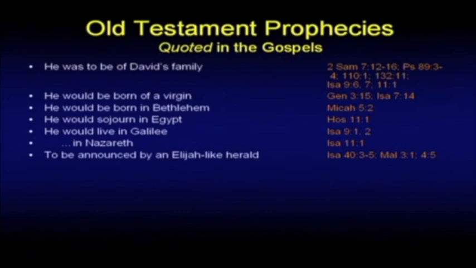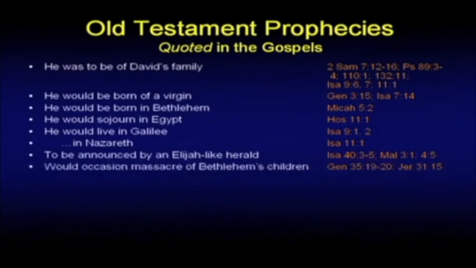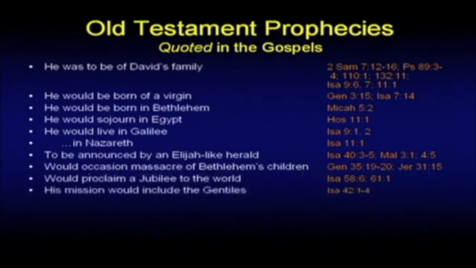He would be announced by an Elijah-like herald, according to several passages. That would occasion the massacre of Bethlehem's children, we did learn in Genesis 35 and Jeremiah 31. He'd proclaim a jubilee to the world. His mission would include the Gentiles. That's not a surprise. That was described by several places in the Old Testament, Isaiah 42 being an example.